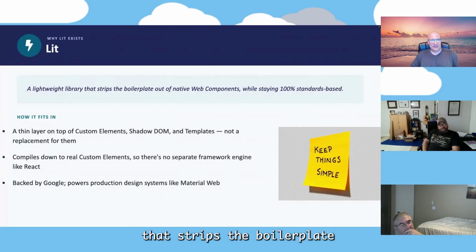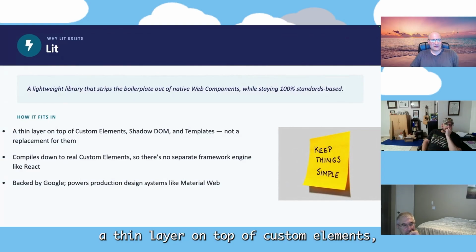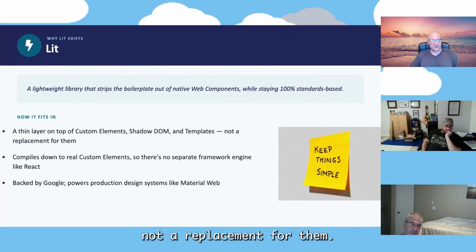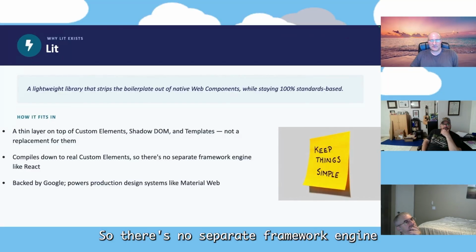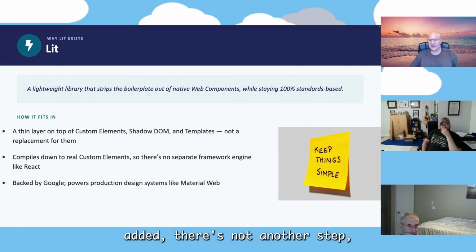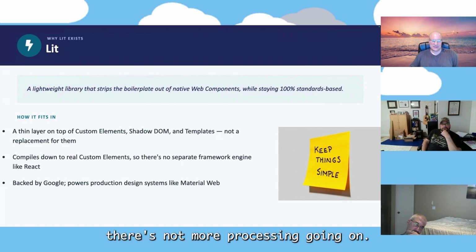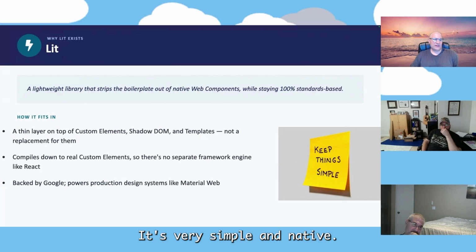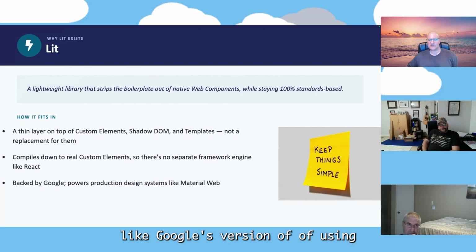A lightweight library that strips the boilerplate out of native web components while staying 100% standards-based. A thin layer on top of custom elements, shadow DOM, and templates, not a replacement for them. Compiles down to real custom elements, so there's no separate framework engine like React. There's nothing added. There's not another step. There's not more processing going on. It's very simple and native. It's backed by Google and powers production design systems like Material Web, which is Google's version of using Lit and web components.